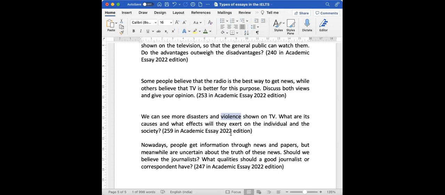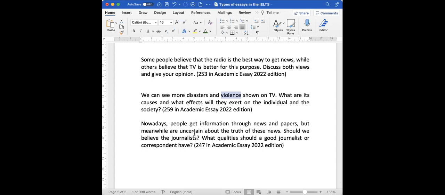You read a news which is bad, so many people died, and you say, oh, and you come home and eat your burger and pizza. It doesn't affect you anymore. Okay, that is. And in the last essay that I put up here, people get information through news and papers, but meanwhile are uncertain about the truth. Should we believe the journalist?